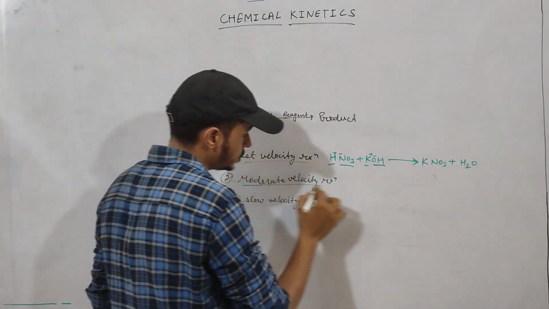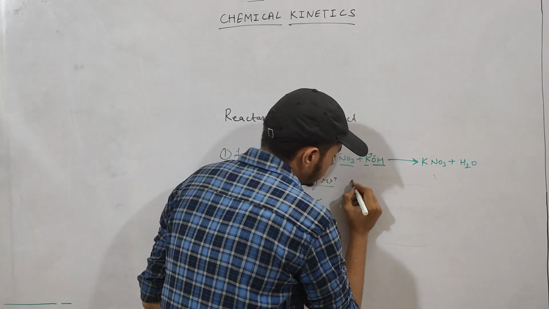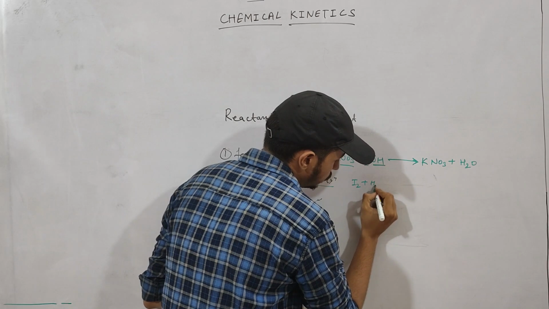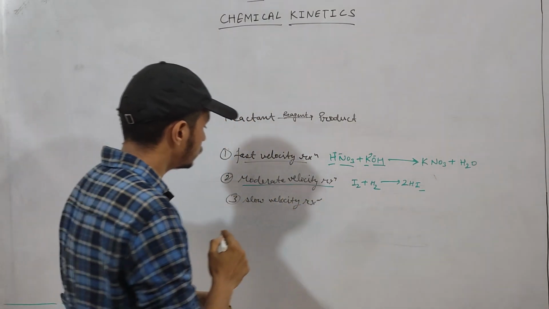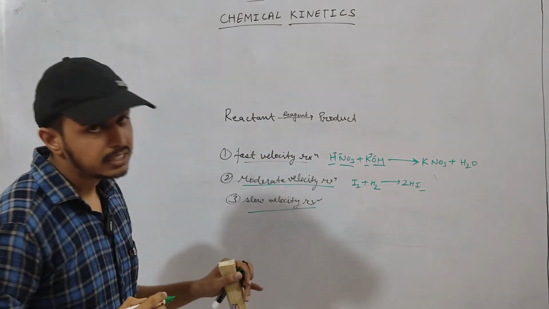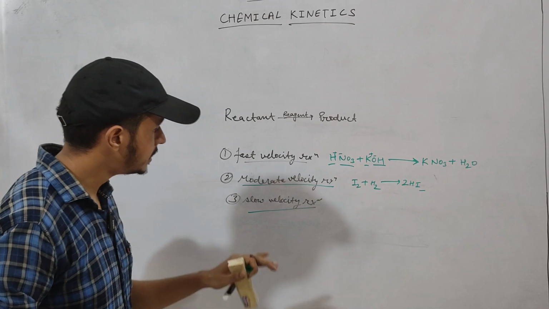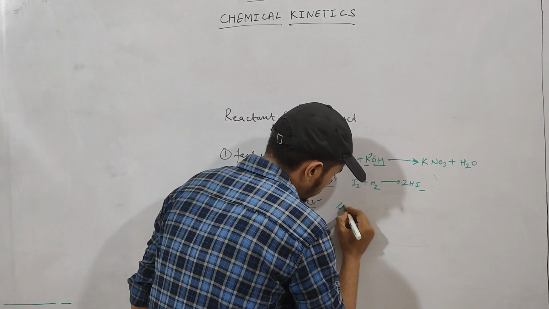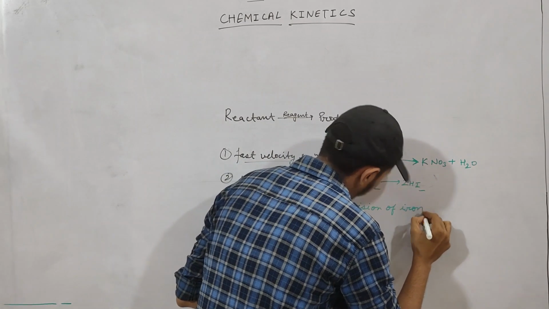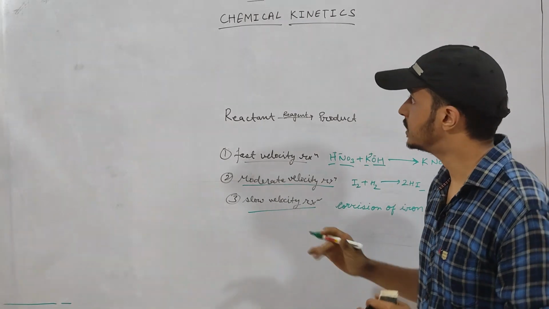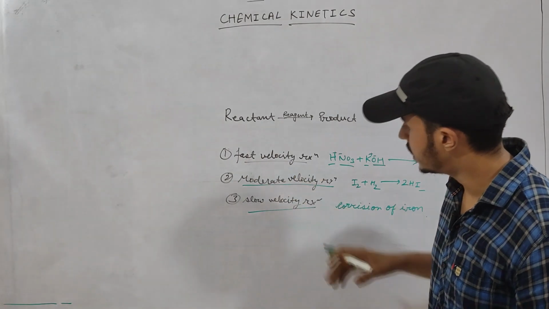So this is the fast velocity reaction, and this type of reaction takes just seconds to be complete. What is moderate velocity reaction? These are the reactions which take 5 to 10 minutes to be complete. Let's say a simple example, I2 plus H2. When they react, it takes 5 to 10 minutes. So it's the example of moderate velocity reaction. What is slow velocity reaction? These reactions take months and years to convert reactant into product. In daily life, we can see the corrosion of iron. Corrosion of iron is the example of slow velocity reaction.